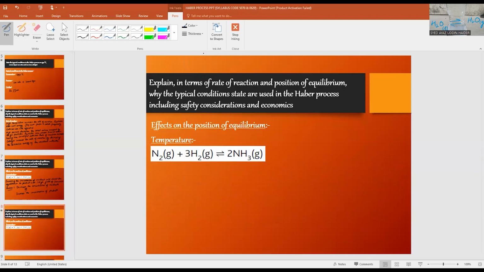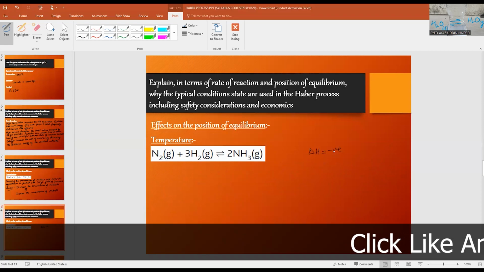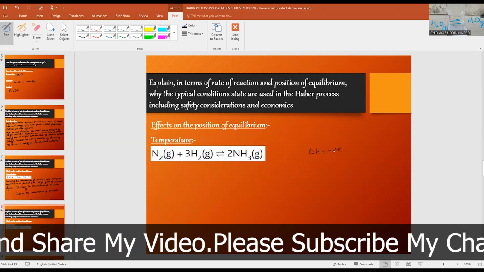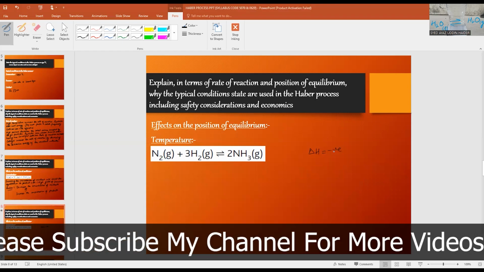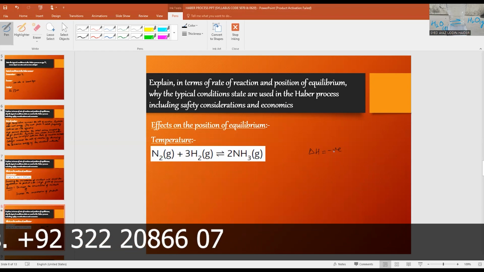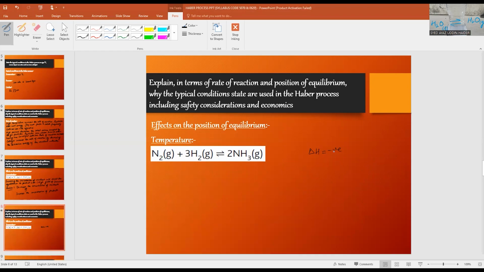Temperature. Forward reaction is exothermic. I will write here delta H is minus in the forward direction, which means backward reaction is endothermic. And we know that a reversible reaction at equilibrium with exothermic forward reaction should favor low temperature. But here the temperature of 450 degrees centigrade is preferred. This is because if the temperature drops too low, the rate will decrease. Therefore, 450 degrees centigrade is a temperature compromise.